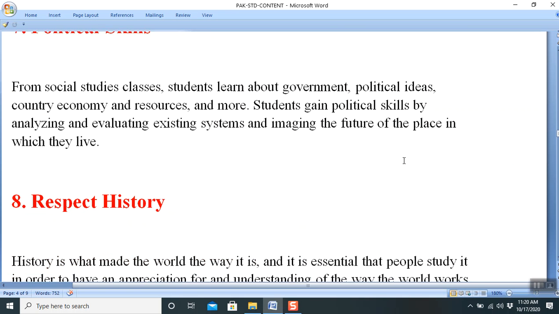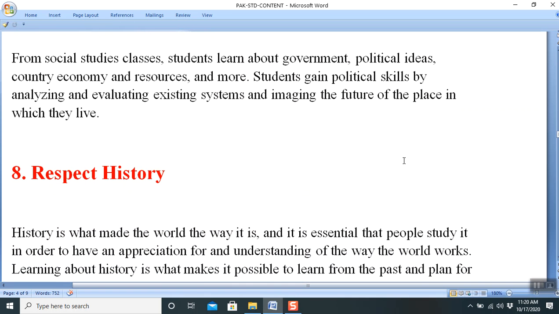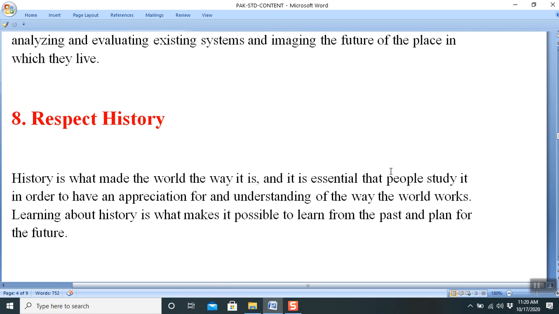For political skill, first study politics. Respect history. History is another topic that a student of political science should understand well. Social studies and history give you the evidence of what has happened in life.